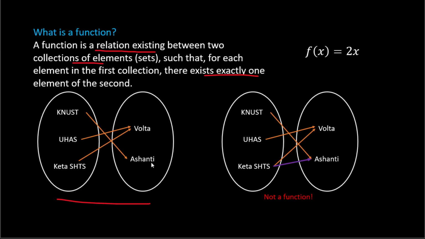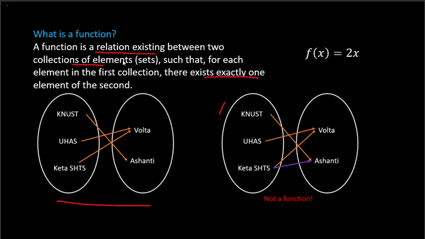KNS is associated with only Ashanti region. UHAS is associated with only the Volta region, and Keta SATS is only associated with the Volta region. But for this second diagram, it's not a function because, as we can see, Keta SATS is associated with both Volta region and then the Ashanti region. And for that matter, it violates this part of the definition that stresses the fact that for functions, each of the elements in the first collection should have only one element in the second collection associated with it. Further explanation of what this definition implies and what it does not will be considered on the next slide.